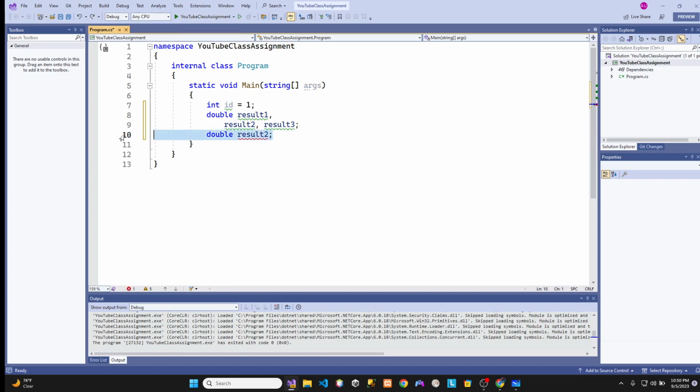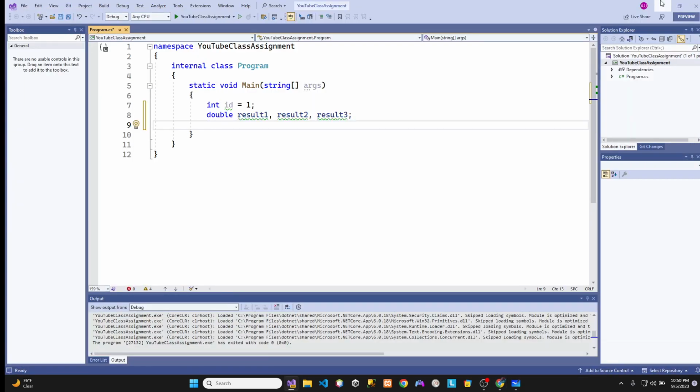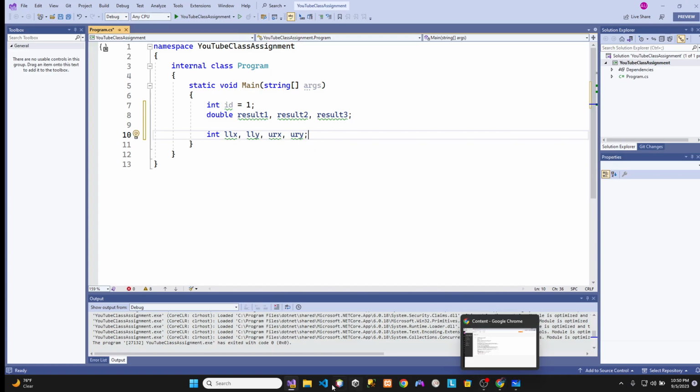Okay, I'm just gonna delete this. Right after, it says create integer variables llx, urx, ury, and lly. Okay, let's call them integer llx, lly, urx, and ury. You will see what these mean in a minute.